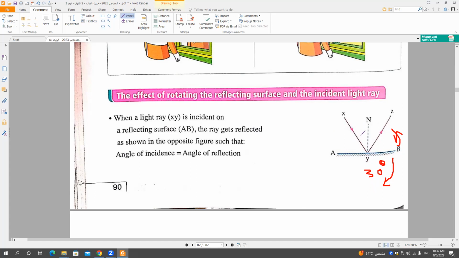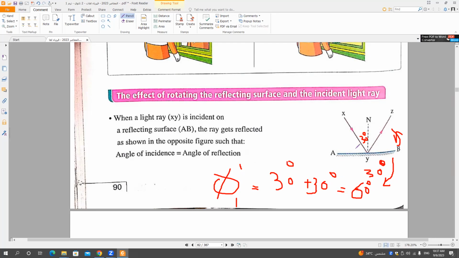If the angle of incidence here equals 30 degrees, and when the mirror is rotated, the new angle of incidence, phi 1 dash, equals what? Equals 30 plus 30, equals 60. So when the angle of incidence increases, the angle of reflection will also increase.